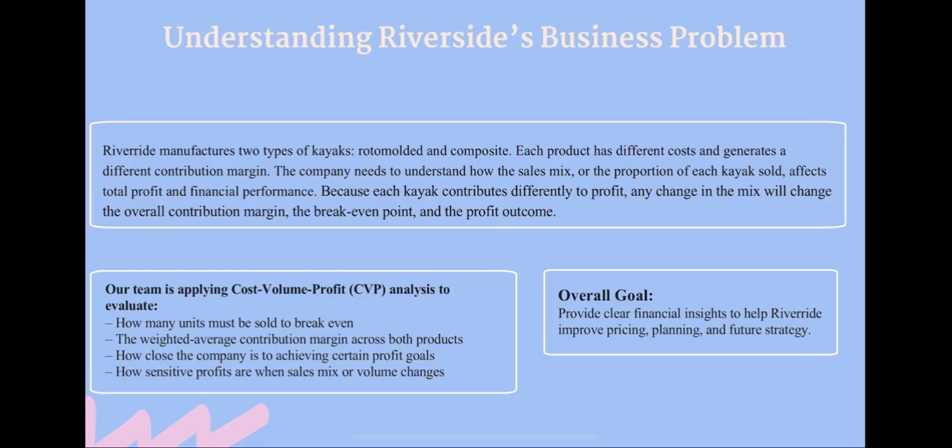To answer these questions, we use a cost volume profit analysis, which helps connect sales, costs, and profit. Overall, the company's challenge is figuring out how both products work together financially so that they can make more informed production and pricing decisions going forward.